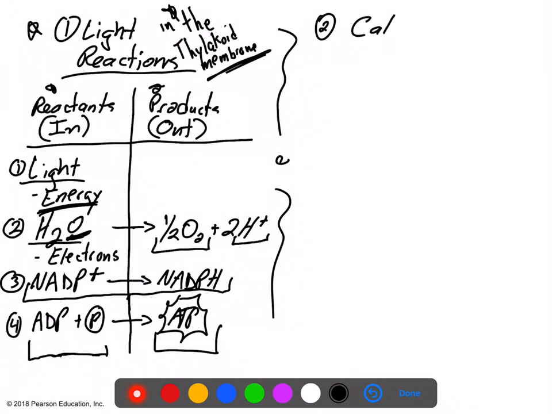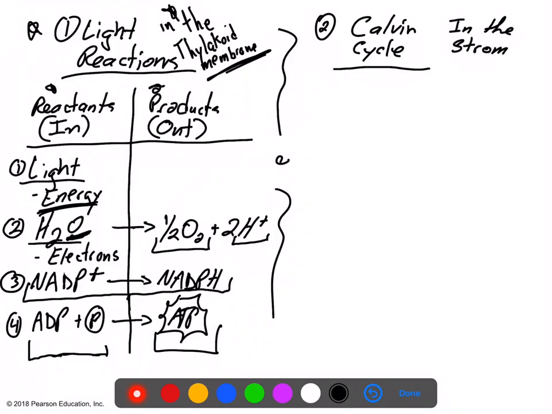Okay, let's look at the second set of reactions. These are called the Calvin cycle. They're also known as the dark reactions. But I kind of prefer the Calvin cycle over the dark reactions because, in all honesty, the dark reactions cannot happen unless light supplied them with some materials. So I prefer we just call it the Calvin cycle.